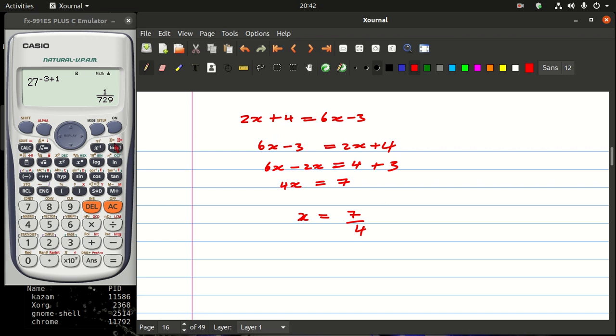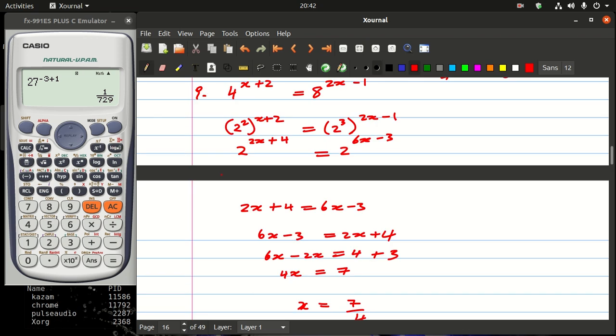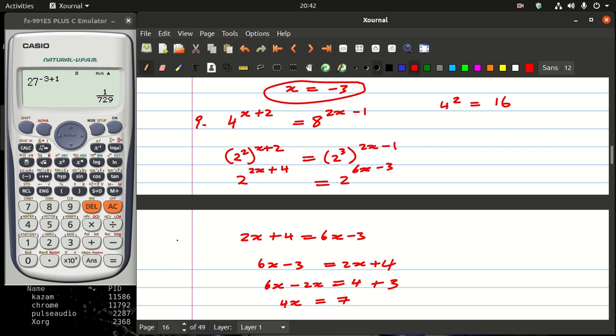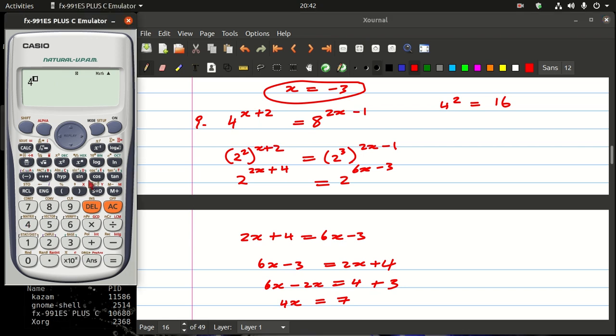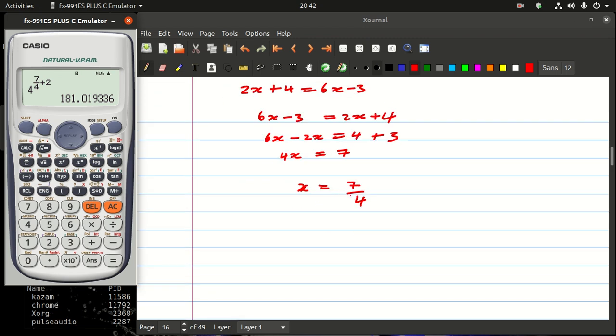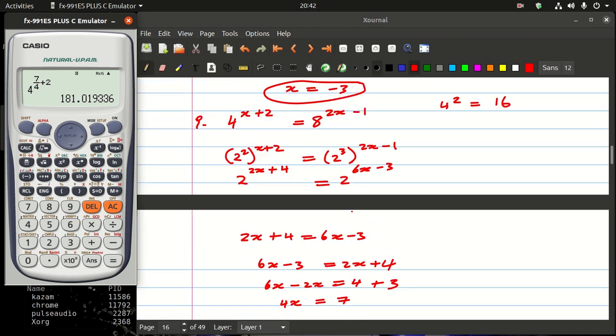And if we want to check things out, I want us to look into this. So I have a 4 here. I want to raise it to 7 divided by 4, and then I add a 2 here. So the answer that I'm getting, what was x here? 7 over 4, 7 over 4, plus a 2. 181 point this. Let's hope I didn't do anything wrong here.